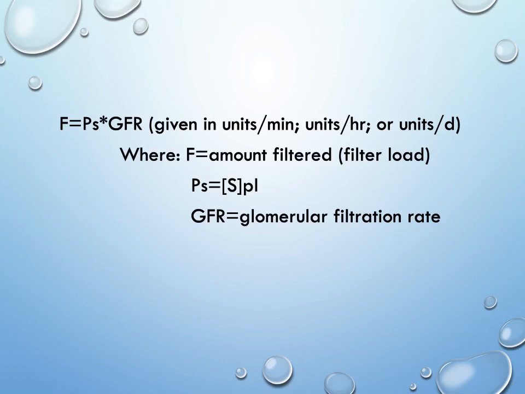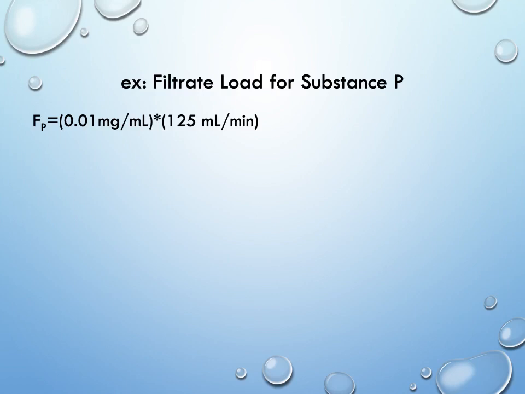So let's take a look at an example here. We start with 0.01 milligrams per milliliter of a substance, and we have a filtration rate of 125 milliliters per minute. Milliliters cancel out milliliters. 0.01 times 125, since we're multiplying by 0.01, we're simply going to move the decimal point forward 2 spots on 125. And so we get a filtrate load of 1.25 milligrams per minute.